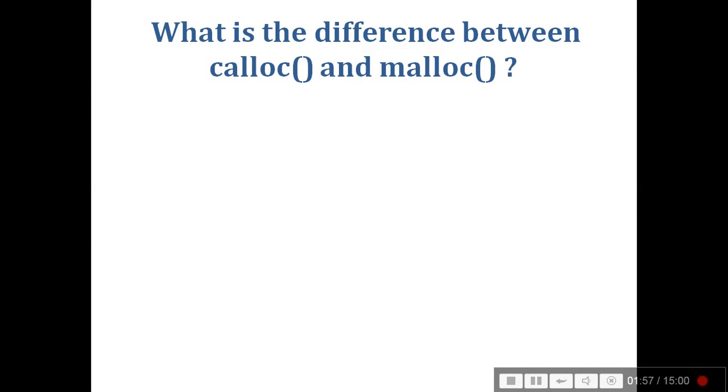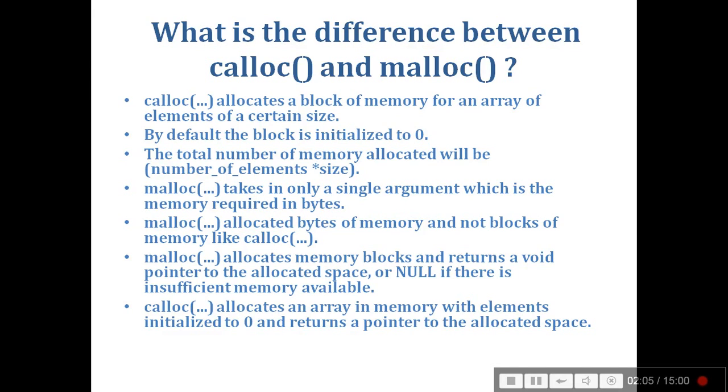And what is the difference between calloc and malloc? These are both memory allocation functions. So the differences are: calloc allocates a block of memory for an array of elements of certain size. See, block of memory, and it is by default initialized to zero. And the way the allocation takes place is number of elements into size, whereas malloc takes only one single argument, which is required in bytes. This is the major difference.